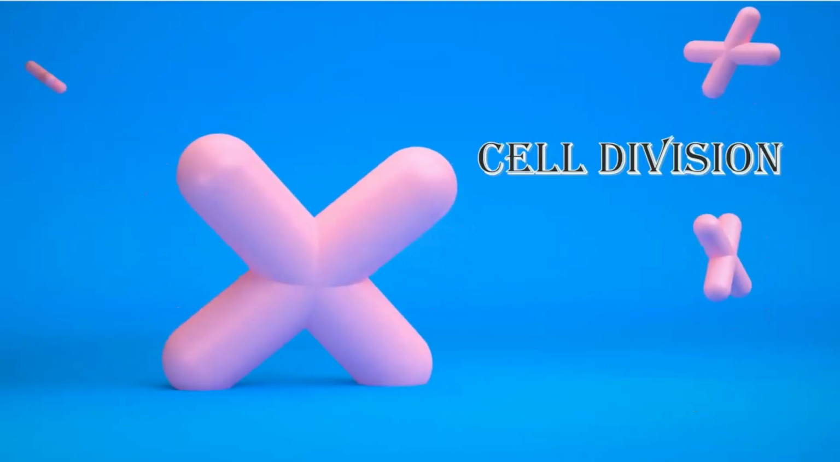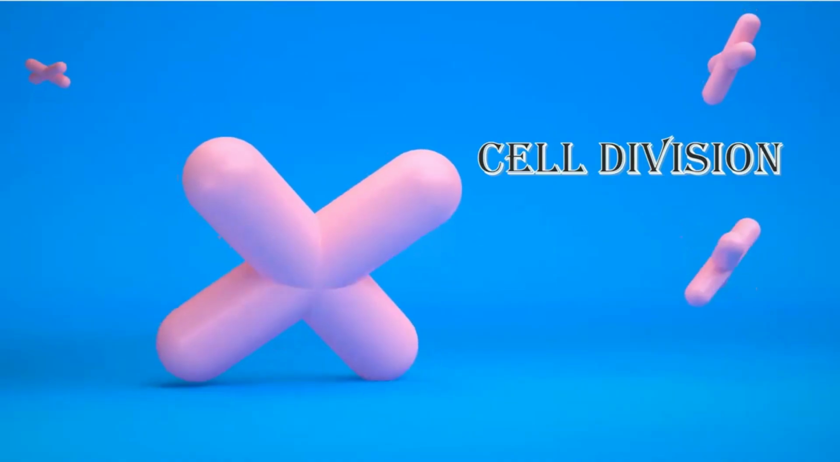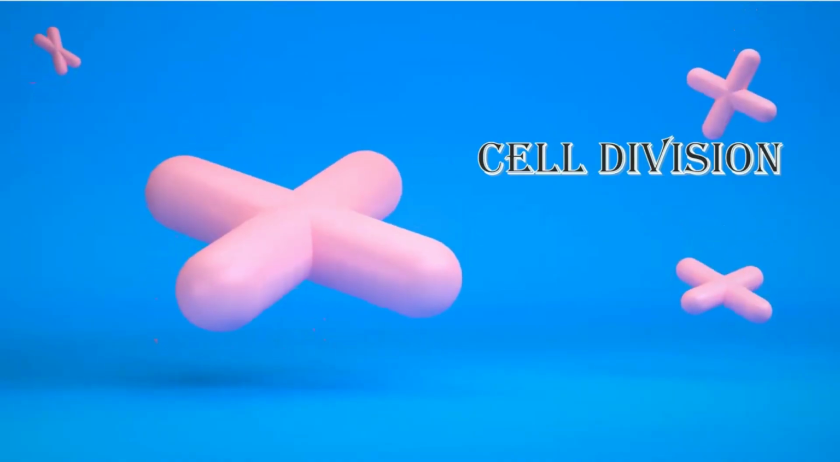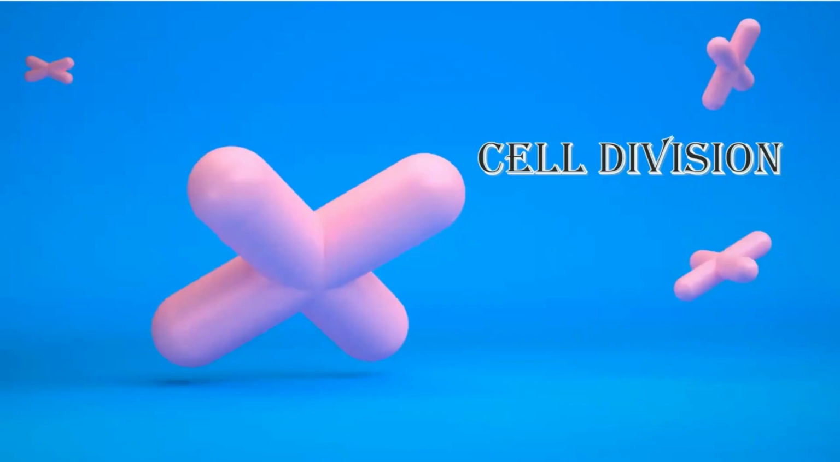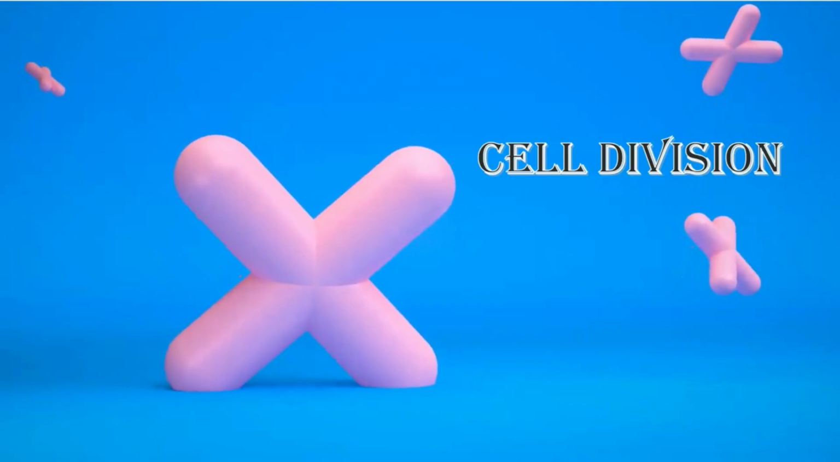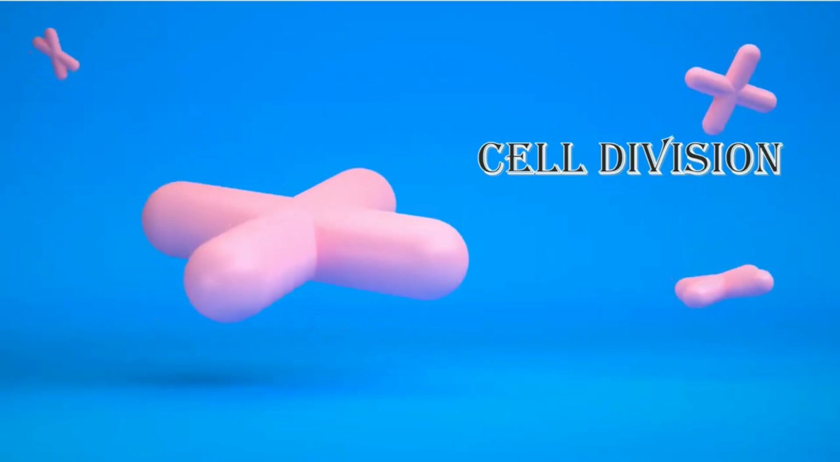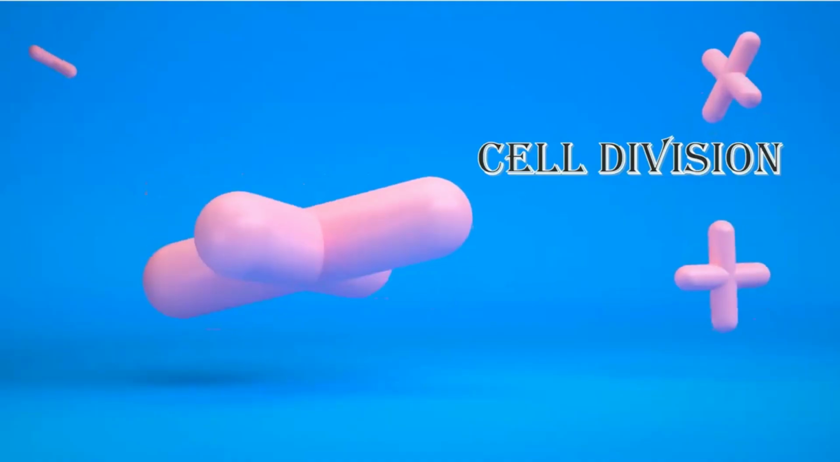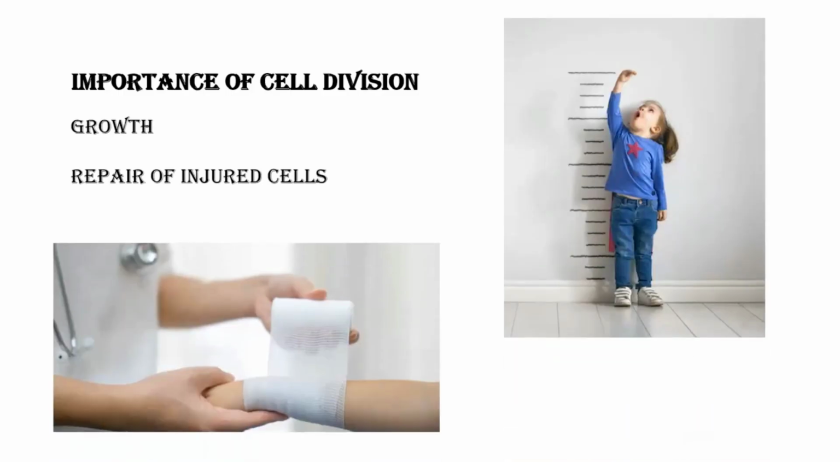In this session, we are going to learn about cell division. What is cell division? Cell division is a biological process by which a parent cell divides to form two daughter cells. This process is essential for growth, development, reproduction and tissue repair in all living organisms. And there are two types of cell division, that is mitosis and meiosis.